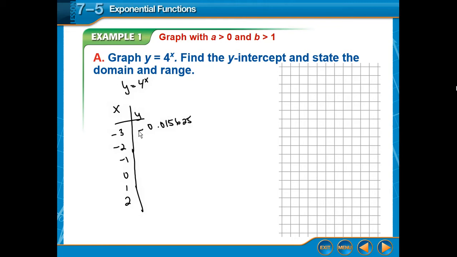0.015625. If I do 4 to the -2, I get, sorry, 0.0625. 4 to the -1 is 0.25. 4 to the 0, anything to the power of 0 is 1. 4 to the first is 4, and 4 to the second power, since 4 squared is 16. So these are the things I want to be graphing. So I'm going to make a table of values.